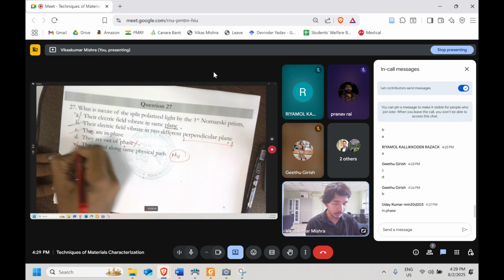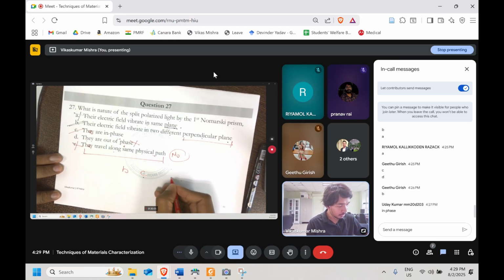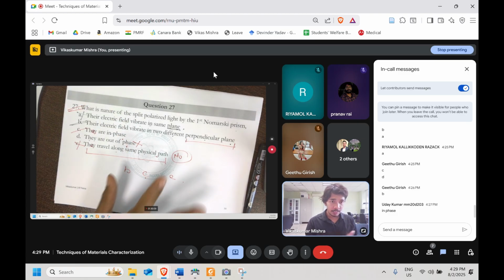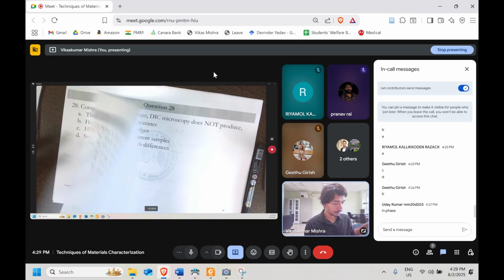So this is incorrect. This is very important. The last one is very important. So the right answer is B, C, and D. Okay. Any doubt? Let me know. If not, let's move to the next question. Question number 28.